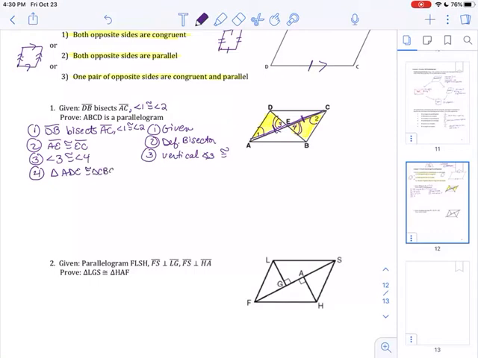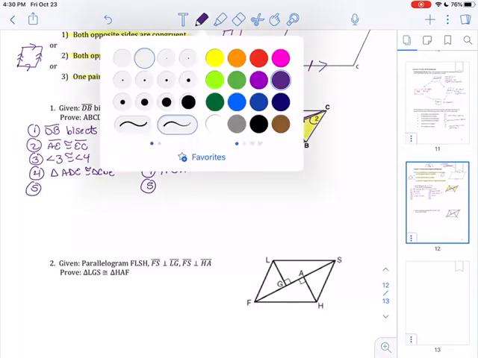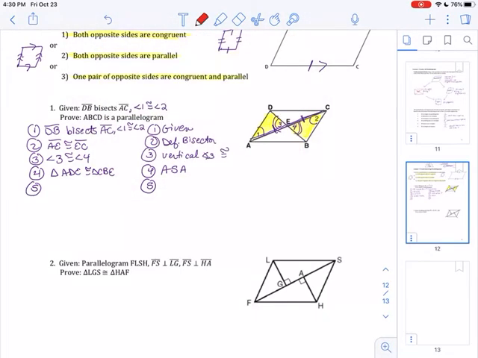I now have enough to say that my triangles are congruent. So the 2 that I have highlighted, triangle ADE is congruent to triangle CBE. Look at what's marked. Look at your picture. I have an angle, a side, and an angle.